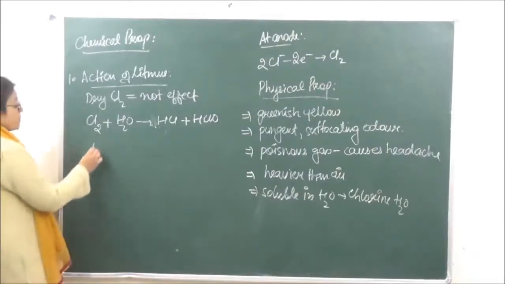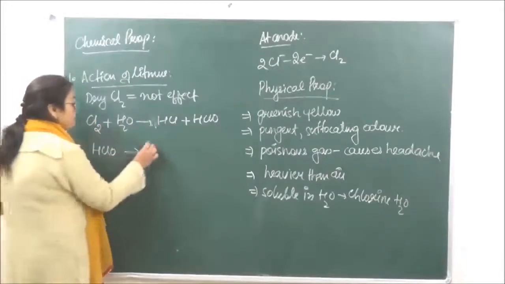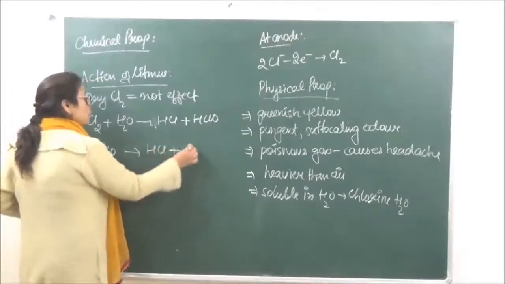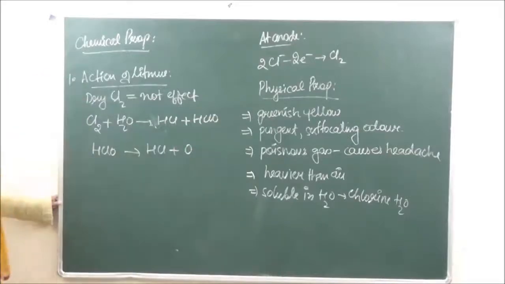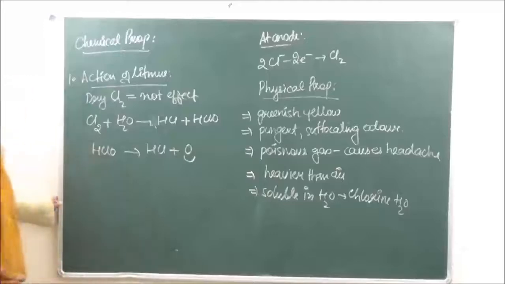Now why is that happening? That is because the HClO which is formed over here will convert into HCl and oxygen. So it is this nascent oxygen which is responsible for the bleaching action of the litmus paper.